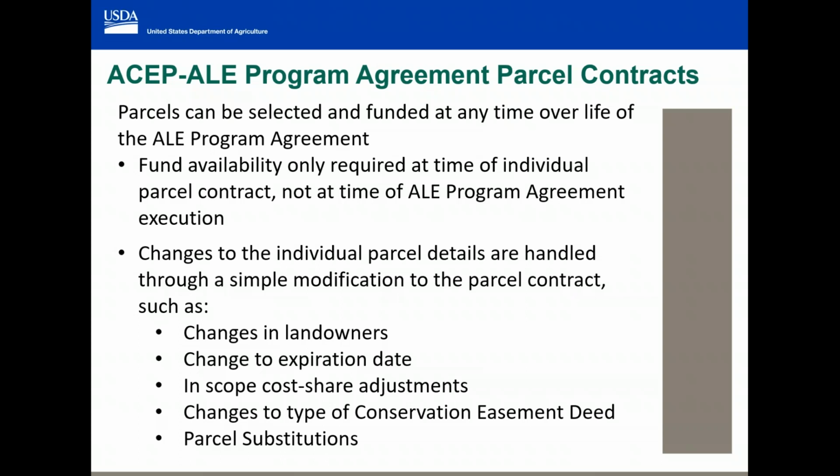So for example, if you're going to use a different set of minimum deed terms, or if after the contract is executed, you have a template that is approved, that's all handled through a modification to the contract rather than an amendment to the agreement. And then these contracts have also been set up to handle parcel substitutions. So if for whatever reason that particular easement on that parcel does not come to fruition, because we have the authority and the flexibility to substitute those parcels, that happens at the individual contract level.